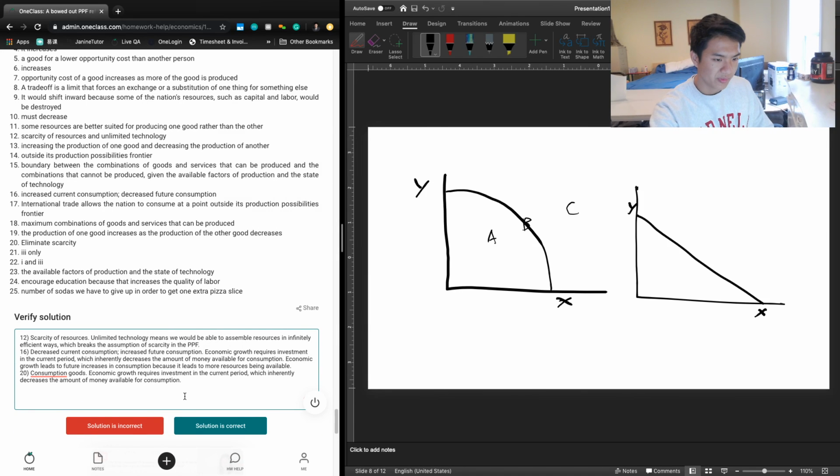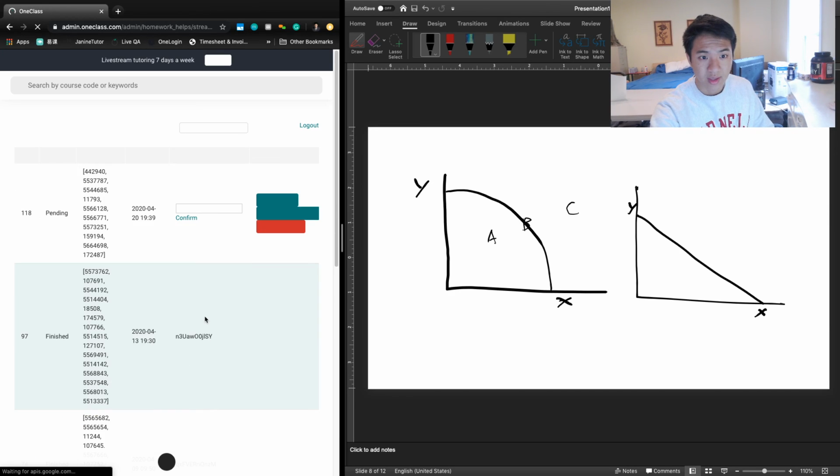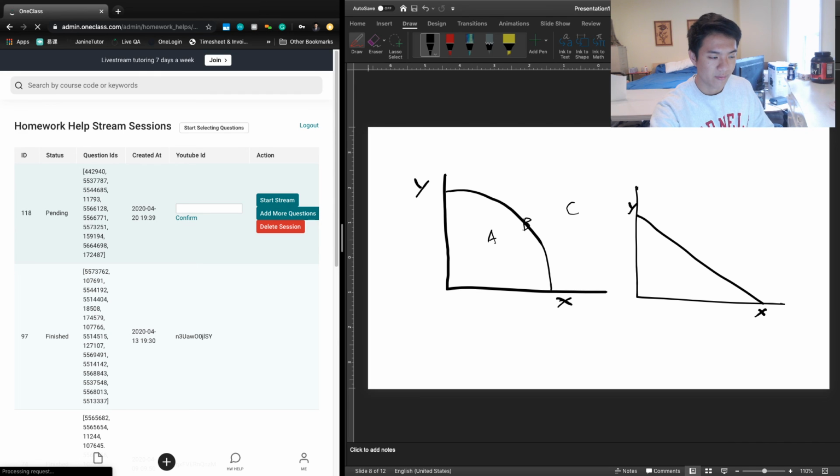So these things correct. We're going to say solution is incorrect, even though they got 22 out of 25 questions correct. We're going to correct these 3, and we're going to mark that as incorrect there. So I believe that is the last question that we have for today.